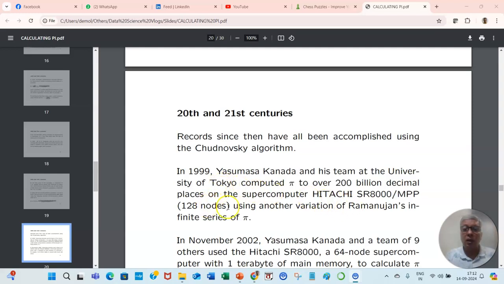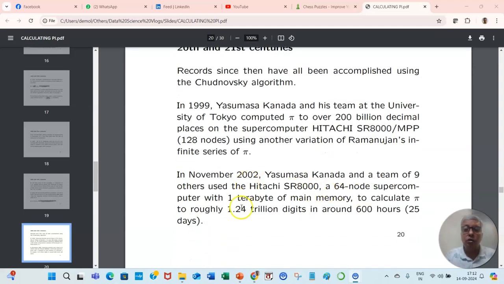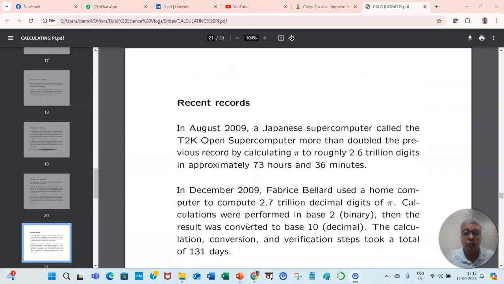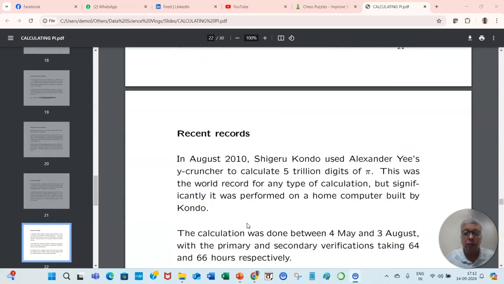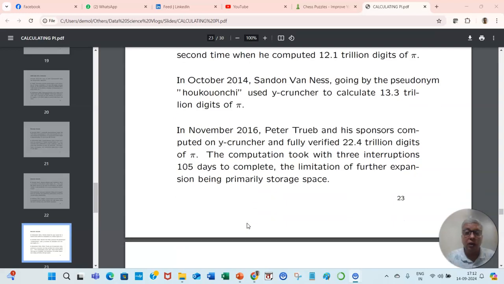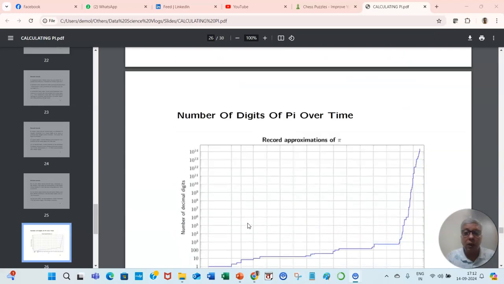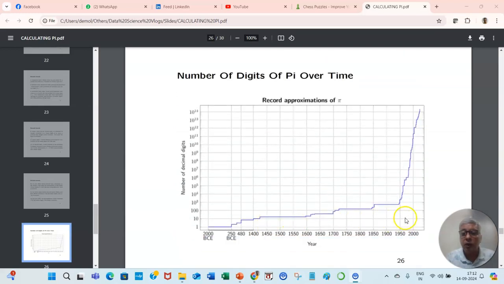Then in 1999, 200 billion decimal places were calculated. In 2002, it went to 1.24 trillion digits, using 600 hours, which is the same as 25 days of computer hours, to calculate the value of pi. So if we look at the number of decimal places calculated for pi, the graph took a sharp jump in 1950 with the advent of computers.